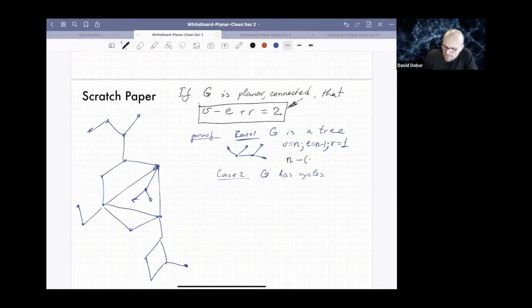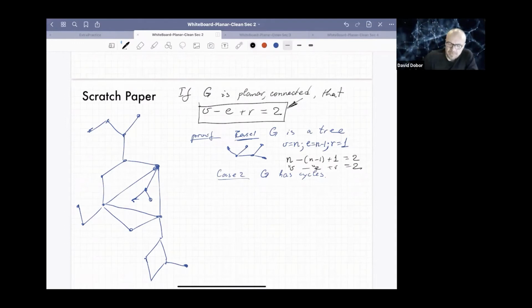n minus 1 plus 1. This n is my v. This is my edges plus the number of regions. That works out to be 2. So there's no doubt that when G is a tree, that works out. Now, case 2 is the more interesting case. In case 2, G has cycles.